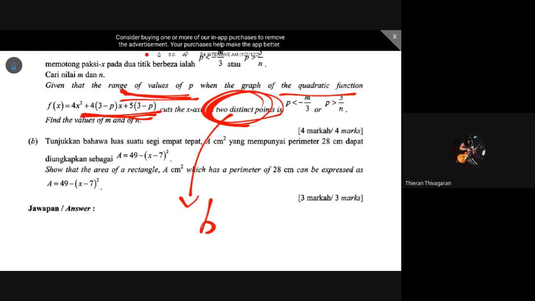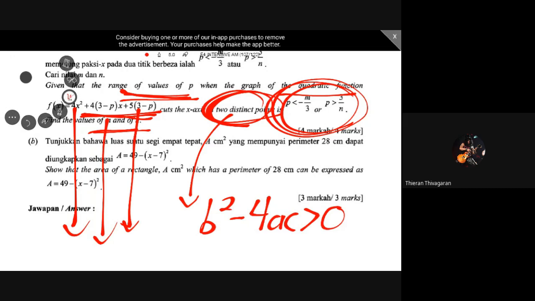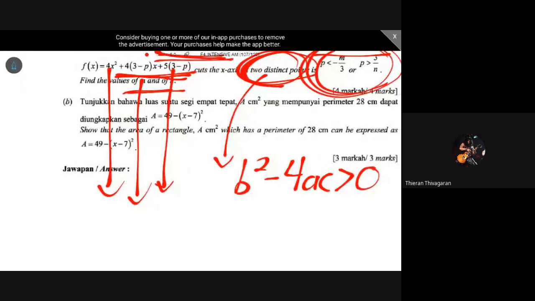Yes, very good. Greater than 0. B square minus 4AC greater than 0. Two distinct point maksudnya dua punca nyata. Two real roots. Okay, so if you have two real roots, you're supposed to get your range in this format. And mereka nak tahu M dan N ini apa sebenarnya. They want you to find out the M and N. Okay, so based on this equation, kamu kena kenal pasti A, B dan C kamu dulu. You need to identify your A, B, C value.